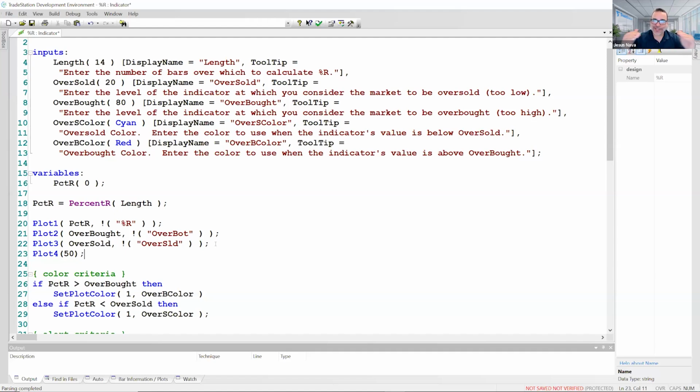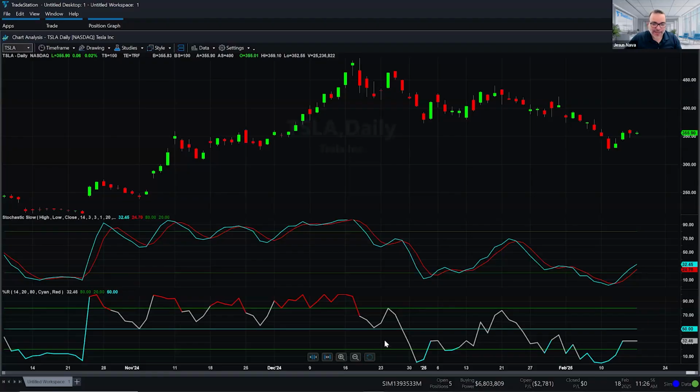Anytime that you need a horizontal line at a particular value, just go into the indicator, create an additional plot, just find what the last plot number is and pick the next one. This is plot 4, 50 in parentheses, and it's going to draw a line at 50. Let me verify this, and that should add the line automatically to my study. Let me go back here to my TradeStation, and you can see the line. It may not be the right color or the right thickness, but it's fine.